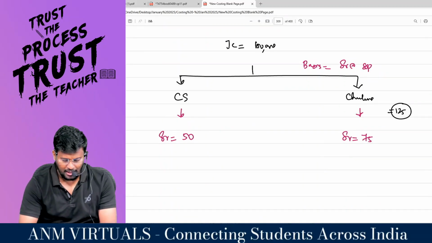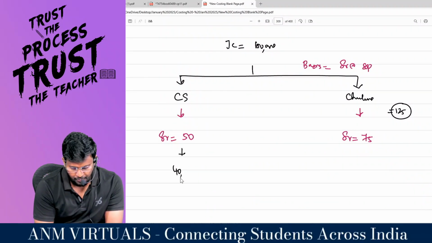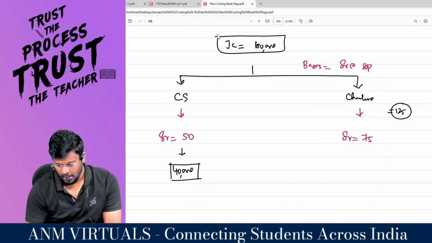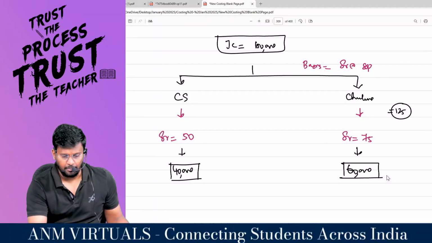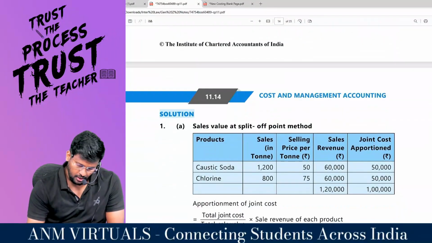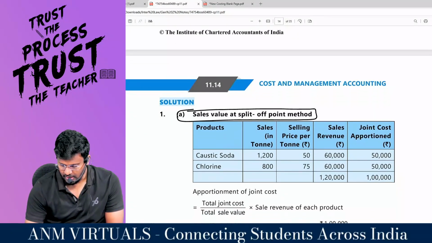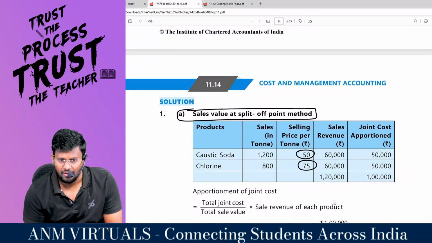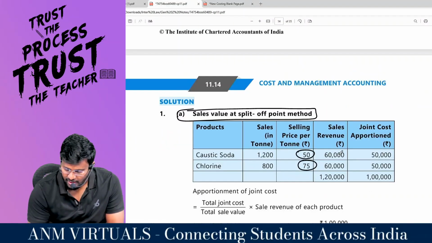So calculate it. 1 lakh into 50 divided by 125 comes to 40,000. I will apportion that to the first product, whereas 60,000 I will apportion to the chlorine, the second product. This is the answer if you are apportioning based upon sales value at split off point. Sir, in the sale value at split off point method you will get 60. Here we put 50 and 75 and got 40 and 60. Correct? What answer do these people get?